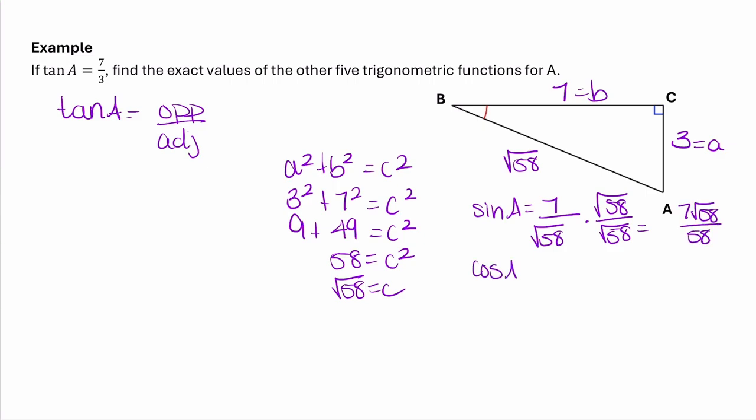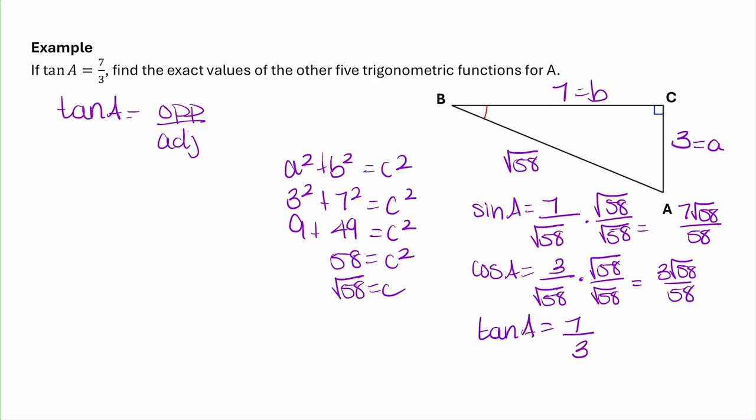Now the cosine of A is the adjacent over the hypotenuse. So we have 3 over the square root of 58. So we multiply by the square root of 58 over the square root of 58 because we want to rationalize that denominator. So we have 3 square root of 58 over 58. Okay, so we can't simplify that any further, so we're just going to leave it. Tangent of A, that was already given to us, right? So we just have 7 over 3.